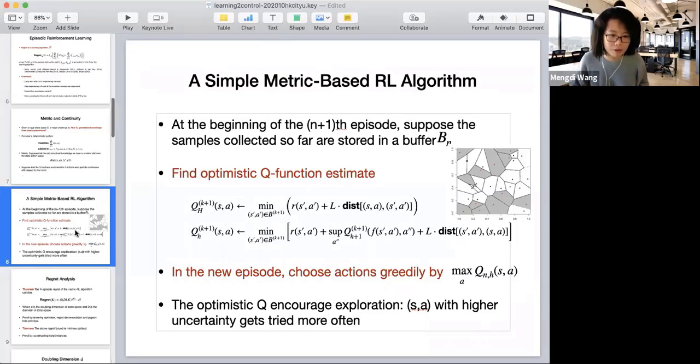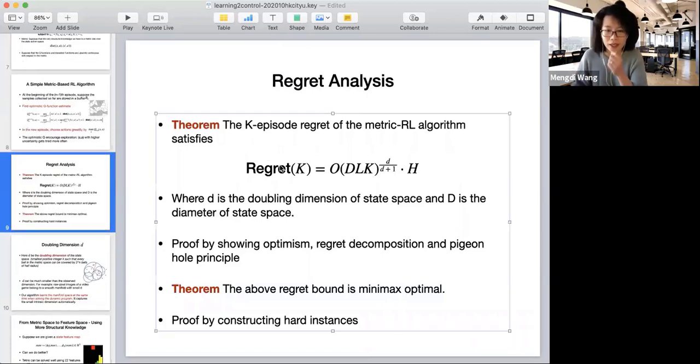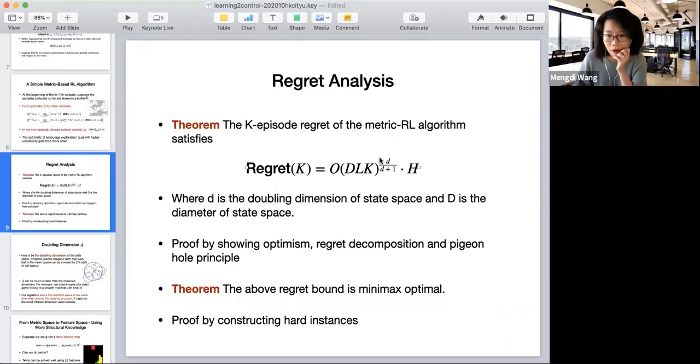So what can we prove? We were actually able to prove a nice regret upper bound for this nearest neighbor MatrixRL algorithm. K is the number of episodes. The regret upper bound depends on a polynomial function of the diameter, L, the Lipschitz constant, K, the number of episodes, and also the horizon. Here, this little d in the exponent is the doubling dimension of the state action space, and this big D is the diameter of the space with respect to the metric.